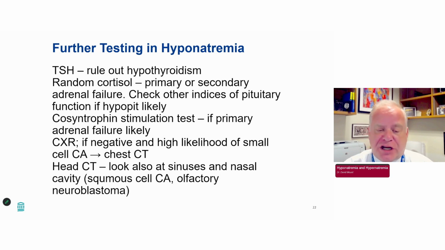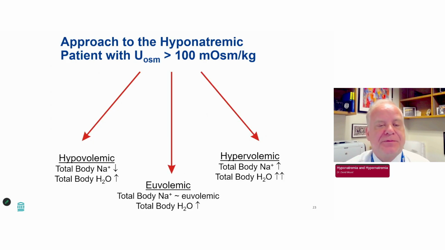I generally recommend doing a chest CT in patients that have a smoking history, or anybody with a high likelihood of small cell lung cancer. You can miss a central lesion with just a chest X-ray. And a head CT is helpful if you find no cause for SIADH. We had a case several years ago of olfactory neuroblastoma in a pregnant woman with SIADH, where that was picked up on a head CT.